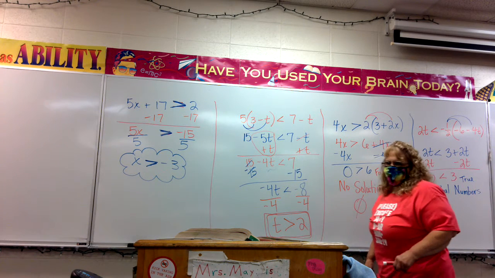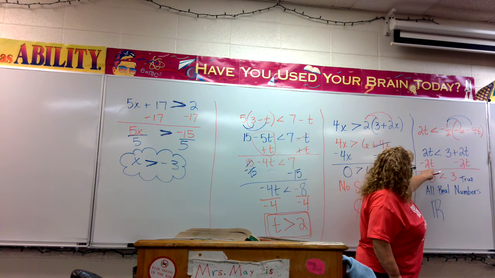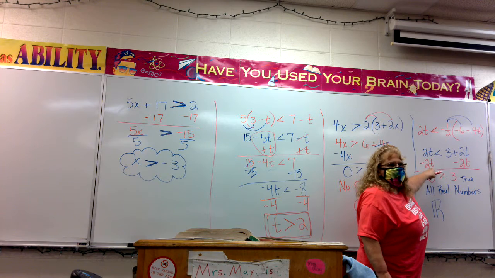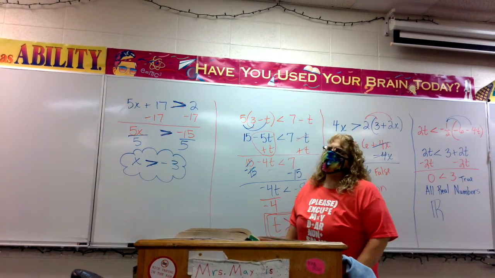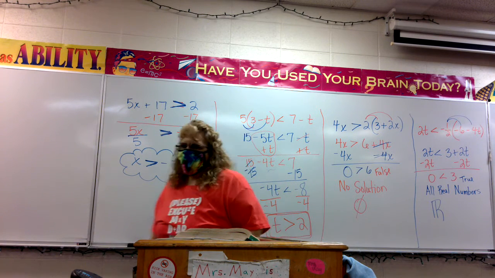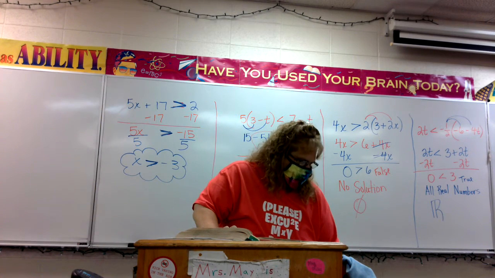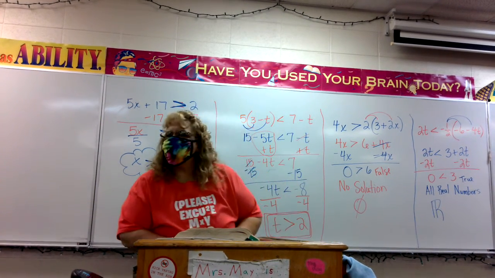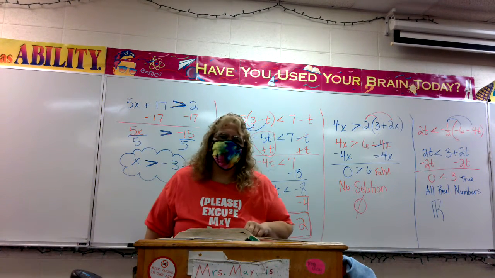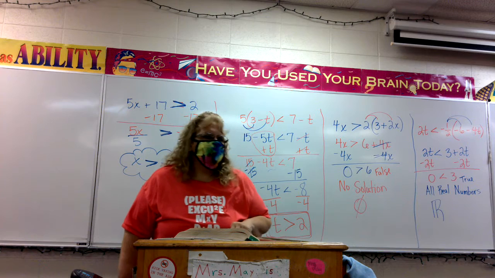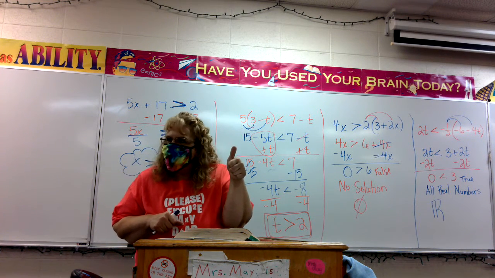Anybody? Questions? Does that make sense over here? All real numbers? Because no matter what you pick for t, when you plug it in, 0 is always going to be less than 3. Always. Make sense? Questions? You want to see about 12 more examples? Nobody has questions? We're good?